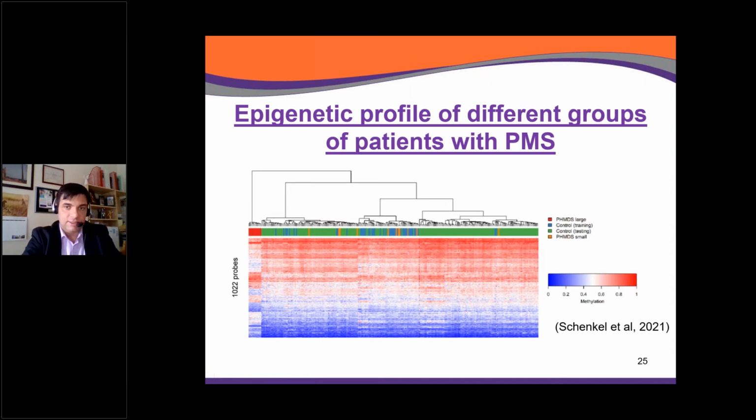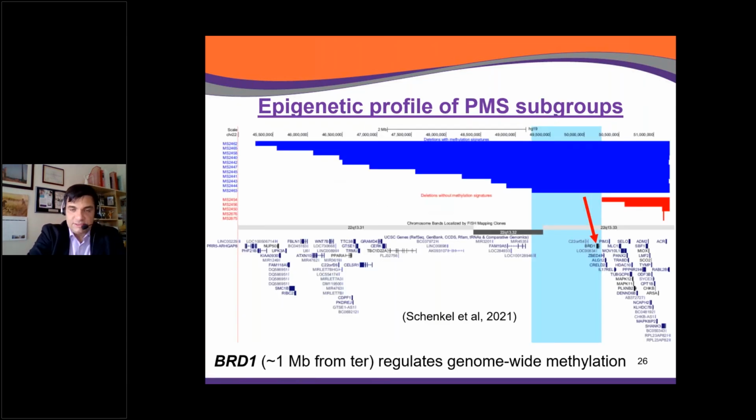And the red one, the group with the PMS large deletions, is clustered together and is very much separated from the rest of the samples that include the small deletion group that is interspersed and two populations of controls. So that was one approach, and this approach was highlighting the big difference in terms of episignature, so epigenetic profile. And the threshold was about 1 megabases from the terminus, from the telomere.